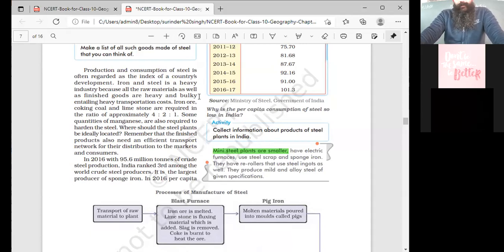The second reason responsible for the concentration of iron and steel industries in the Chota Nagpur Plateau is that raw iron ore is mined in abundance in the Chota Nagpur Plateau, which is not available in any other part of the country. That's why they are concentrated in the Chota Nagpur region.